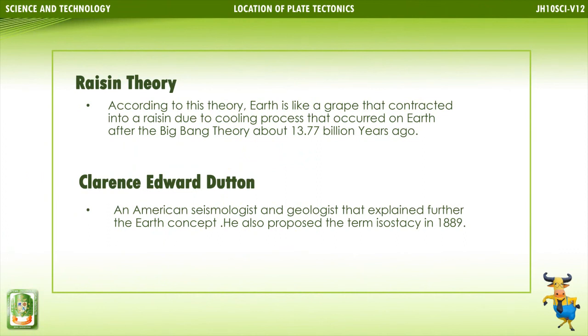Raisin theory. According to this theory, Earth is like a grape that contracted into a raisin due to a cooling process that occurred on Earth after the Big Bang Theory about 13.77 billion years ago.